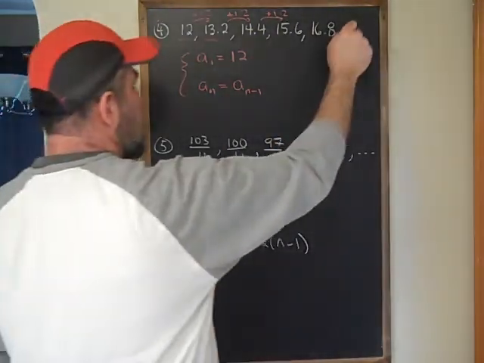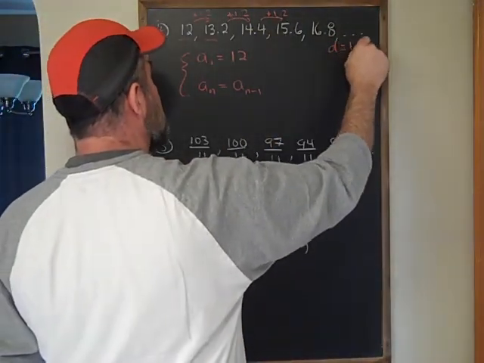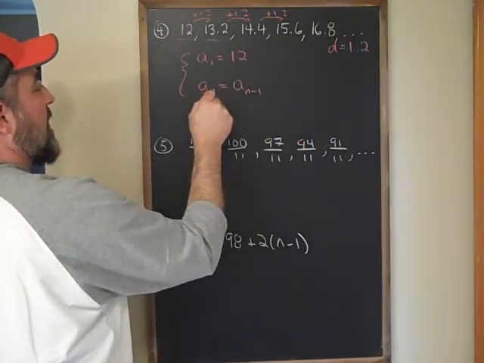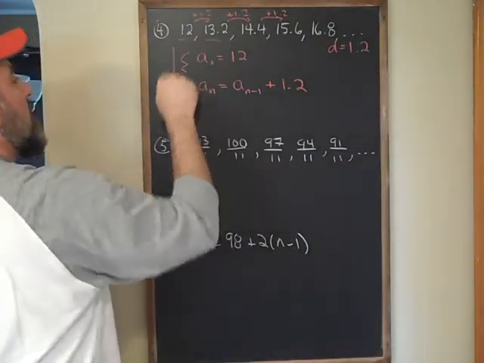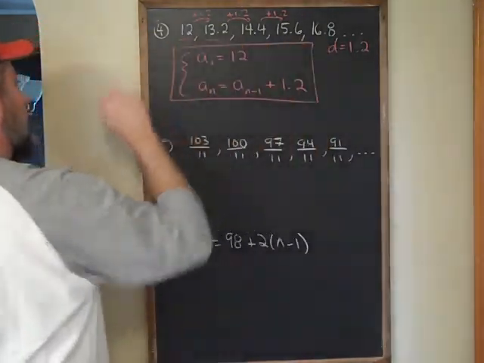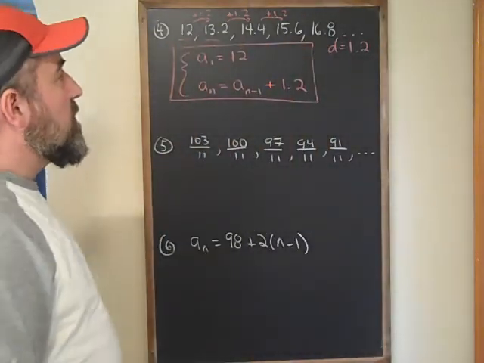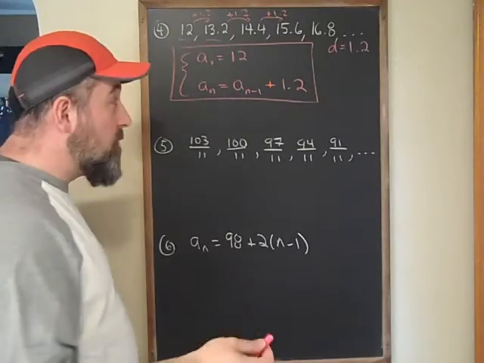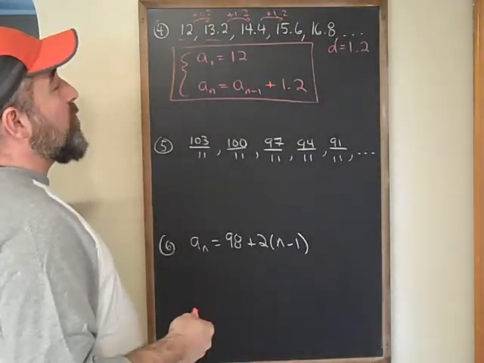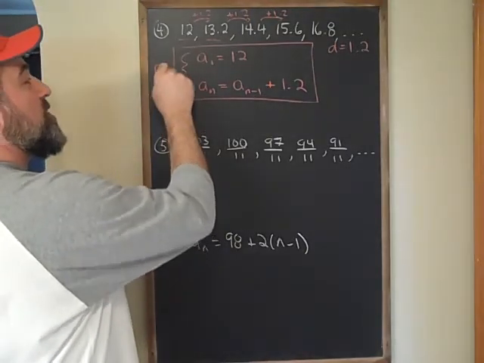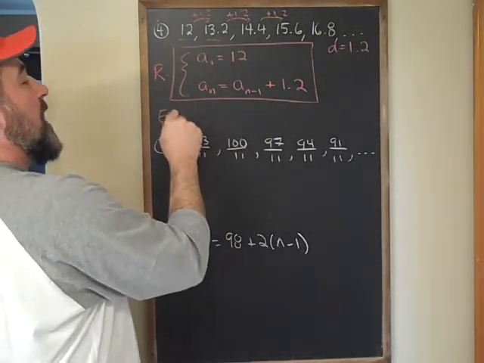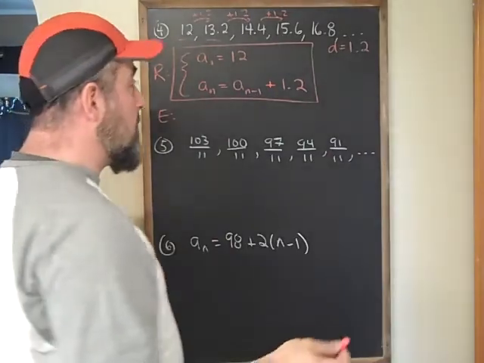So I can see I have a constant difference, which is 1.2, which is telling me any term is the previous term plus 1.2. There's your recursive formula for this. Just for additional review, I want to write the explicit formula for this. So this was the recursive formula for that. I'm curious, can we write the explicit formula?